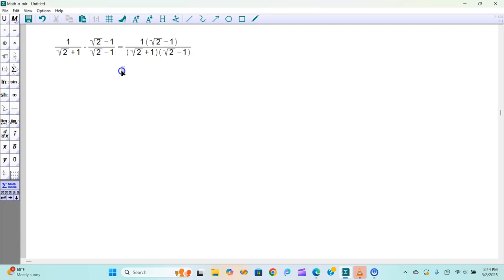So this now is going to apply a pattern that says a squared minus b squared equals a minus b times a plus b. In this case you can say a is the root of 2 and b is 1. So you just apply this pattern. So you're going to have in the top 1 times the root of 2 minus 1, and in the bottom, because a is the root of 2, you're going to have the root of 2 squared minus 1 squared, difference of squares pattern. Then you get the root of 2 minus 1.